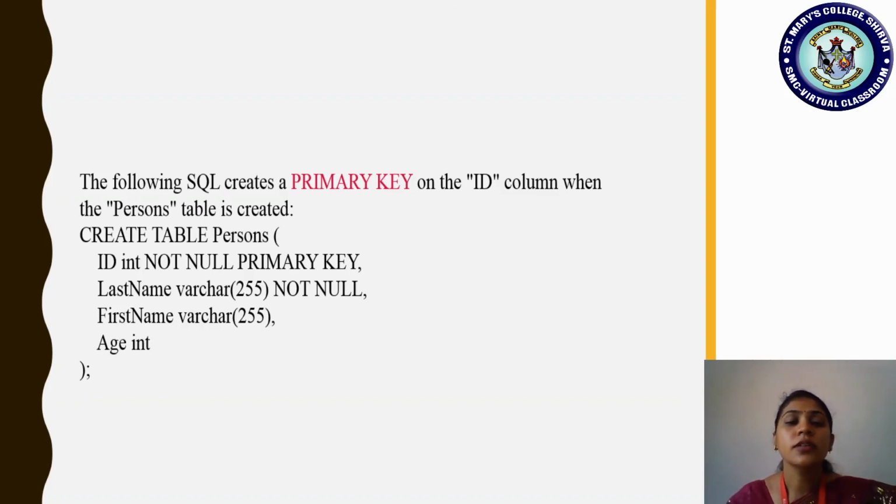So just check out the sample table here. Create table. What is the table name? Persons. And how many attributes are you finding here? ID, last name, first name, and age. So ID is of what data type? Integer data type. Last name is of which type? Varchar. First name varchar, and age of which type? Integer data type.